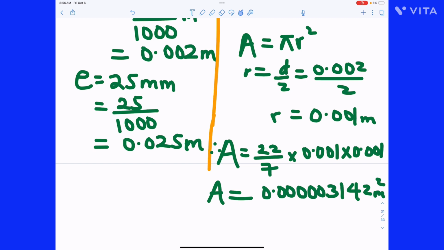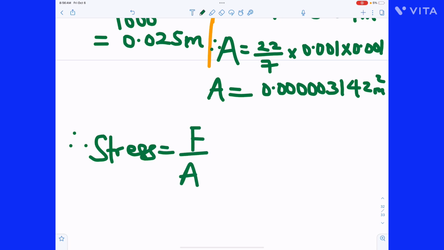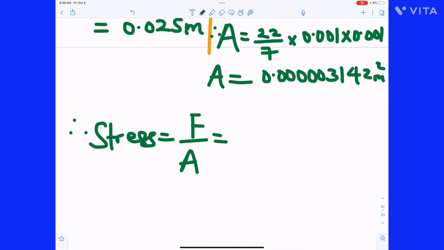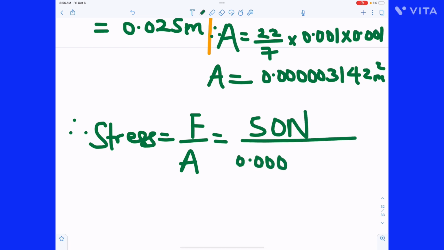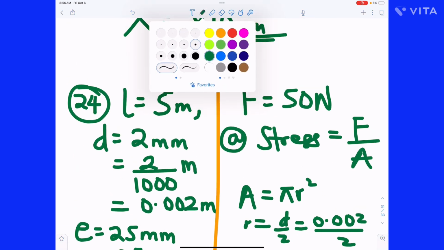Let's keep that. So stress is what? We can now use it. The stress is force over area. So what's the force applied? 50 newtons. So our stress will be equal to 50 newtons divided by 0.123453142 meters squared. You can press your calculator to simplify this yourself or check it. So your answer will be in Newton per meter squared. That's stress. I think that is part A of the question.